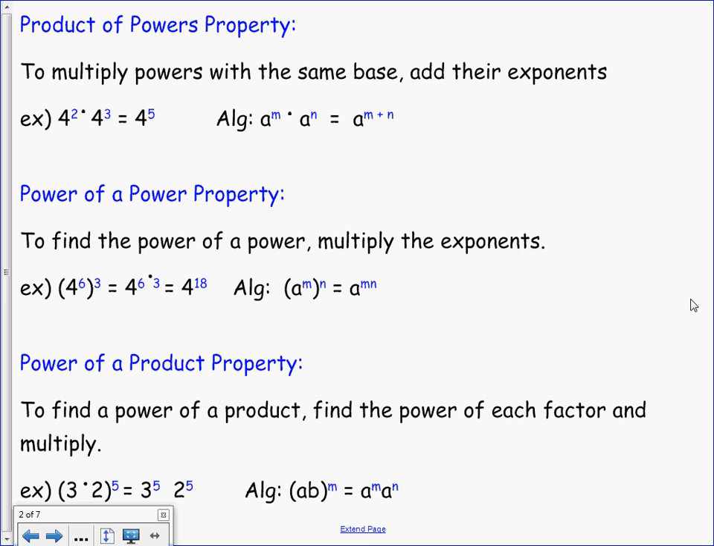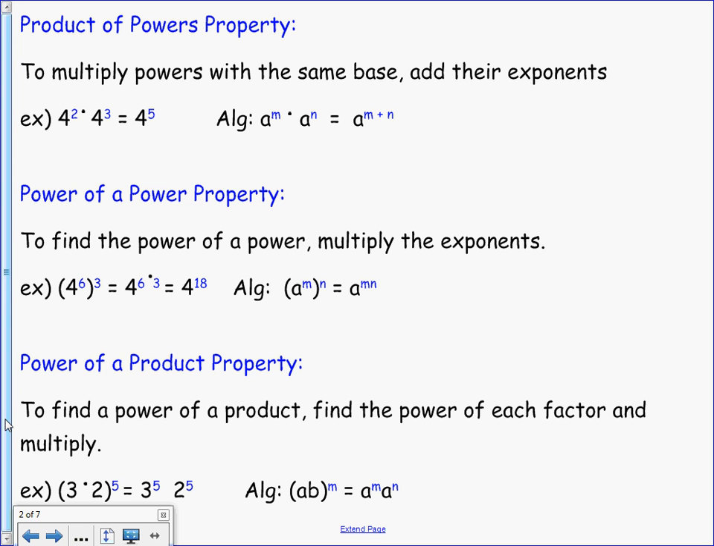Now the power of a power property states that to find the power of a power, you have to multiply the exponents. So if we have a base number raised to a power and then raised to a power again, that will really be, in this case, 4 to the 6th power times 3, which would be 4 to the 18th power. Okay.